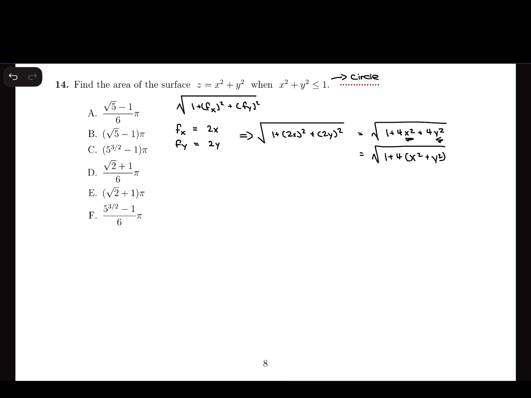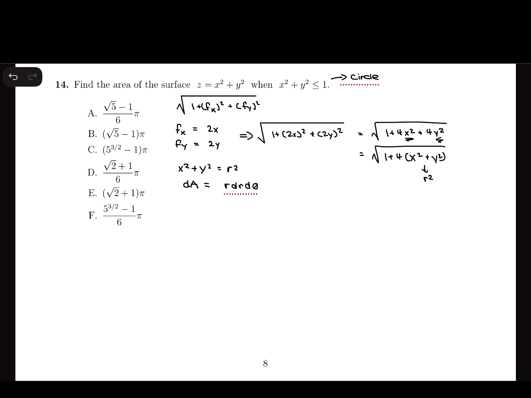We're going to move on to setting up our integral, right? So, we know from polar coordinates that x squared plus y squared is equal to r squared. And we know that for polar coordinates, our dA is r dr d theta. So, in this case, this x squared plus y squared just becomes an r squared.